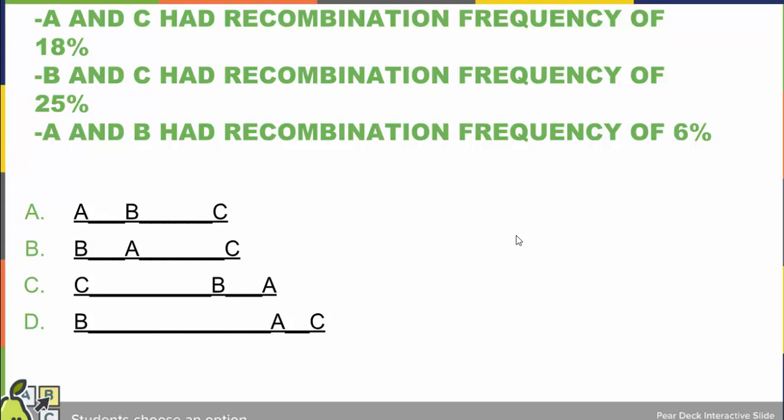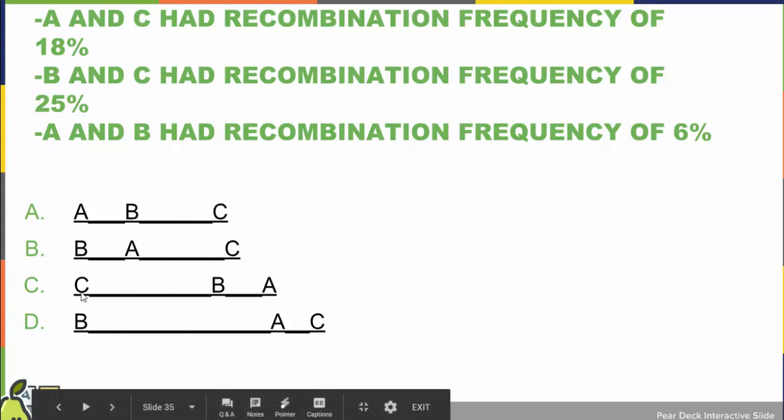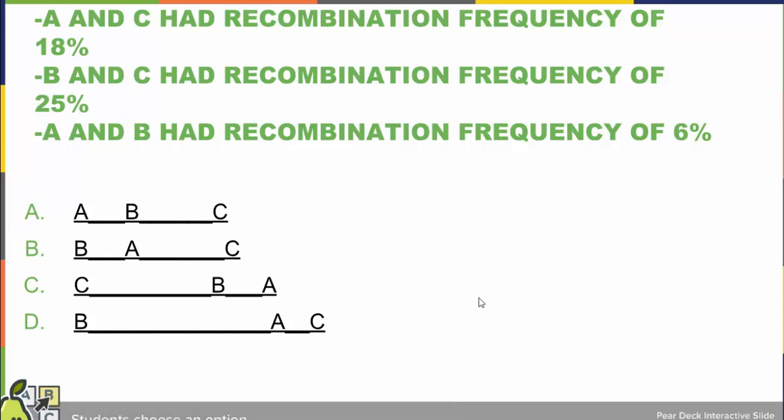Oh, I guess my question got cut off at the top, so I'll just read it. If these are the recombination frequencies, if A and C recombine 18% of the time, if B and C recombine 25% of the time, and if A and B recombine 6% of the time, what would the order of these genes be? If we know these recombination frequencies, which of these arrangements on a chromosome is going to be correct, based on those frequencies? So you can pause the video and think about it.